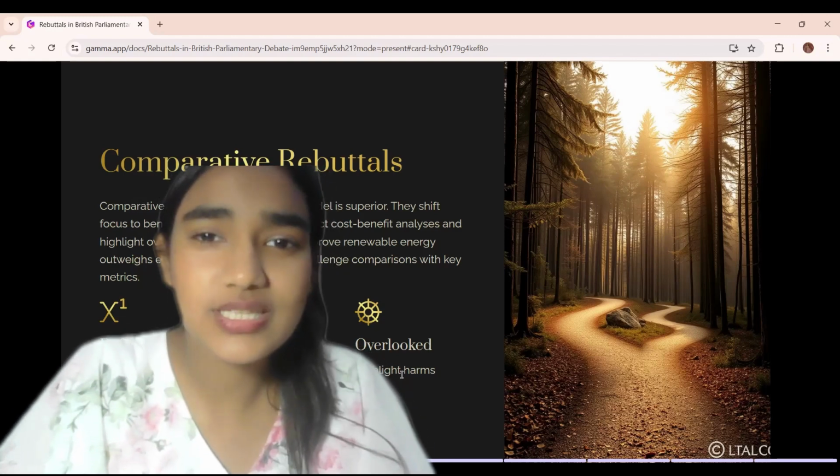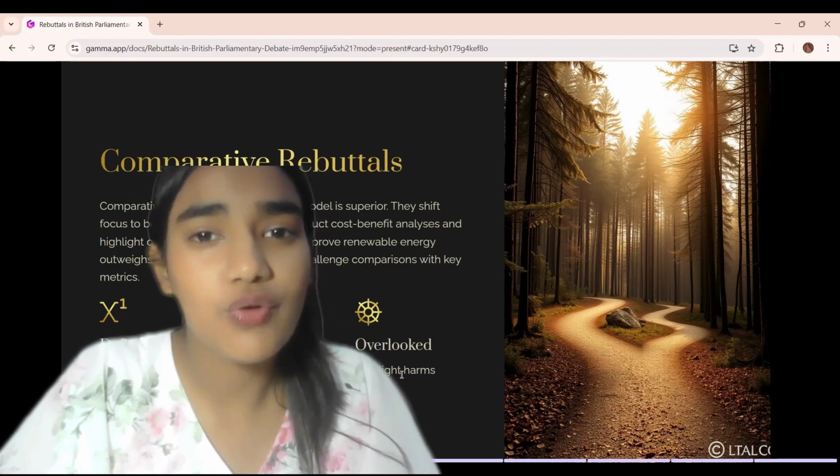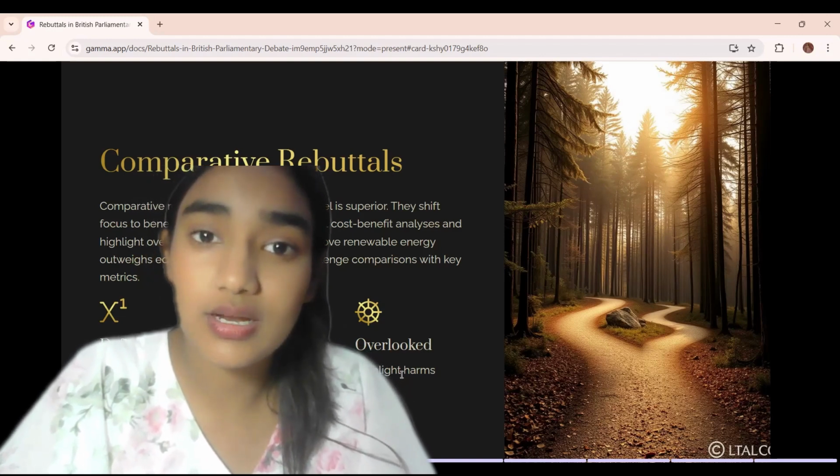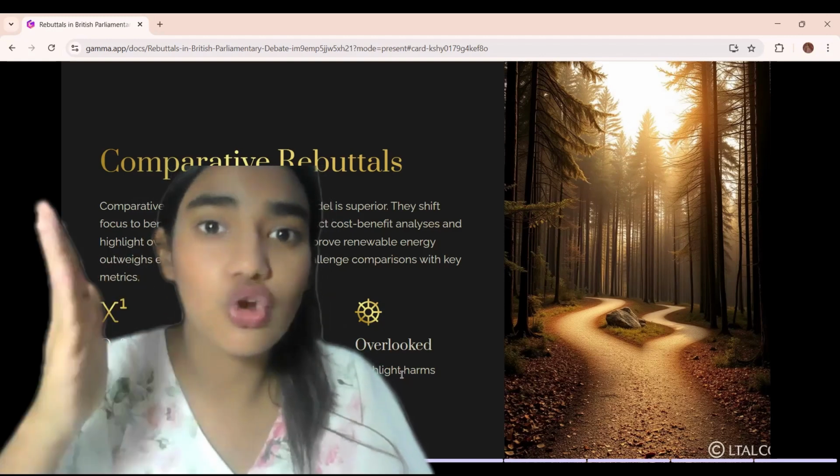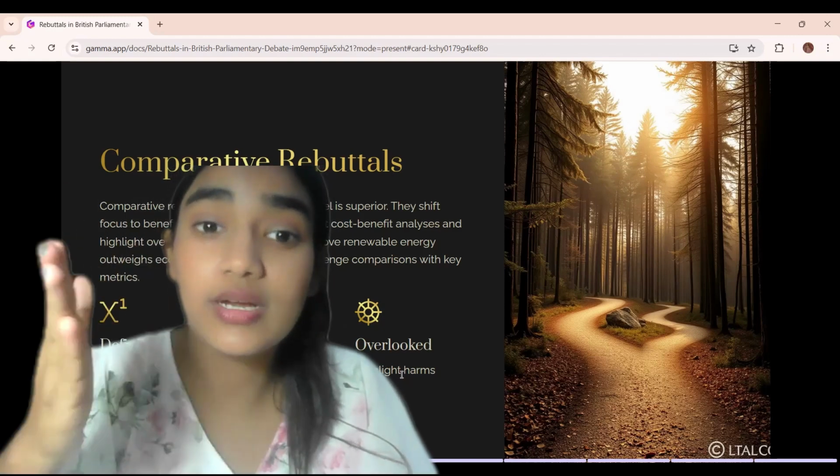What you simply have to do is find the flaws of the opponent's arguments: this part is wrong, this part is wrong, this part is wrong. So that is what you do in comparative rebuttal.